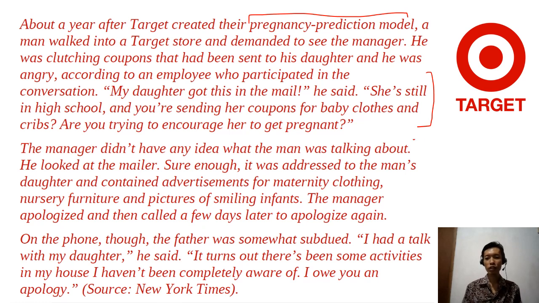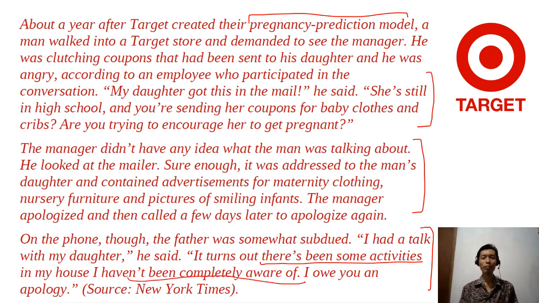To handle the situation, the store manager simply apologized to the man. A few days later, the manager called the man again with the intention to apologize again. But now the man apologized to the manager, because it turns out that there had been some activities in his house that he had not been completely aware of. In other words, the daughter of the man was actually pregnant, and Target was correct in predicting that his daughter was pregnant.